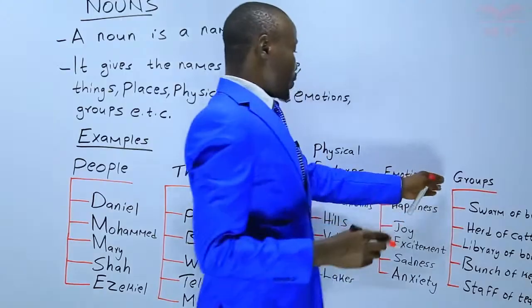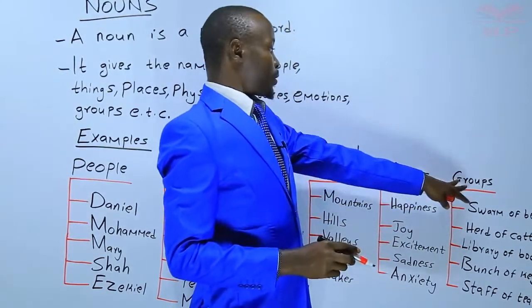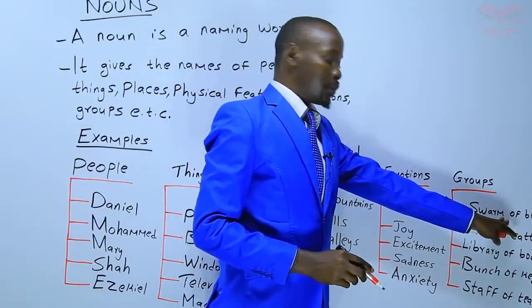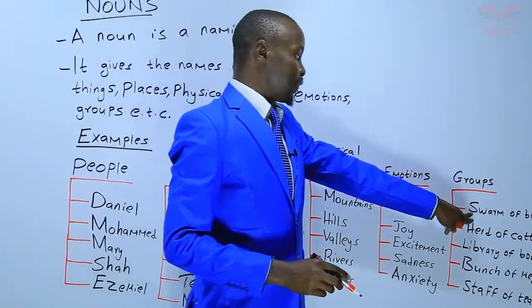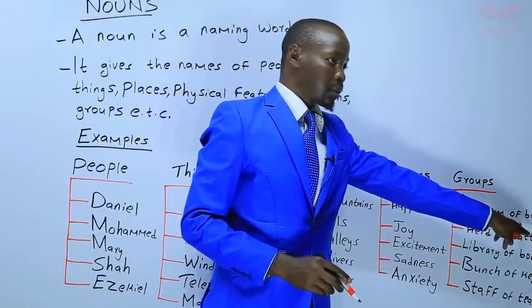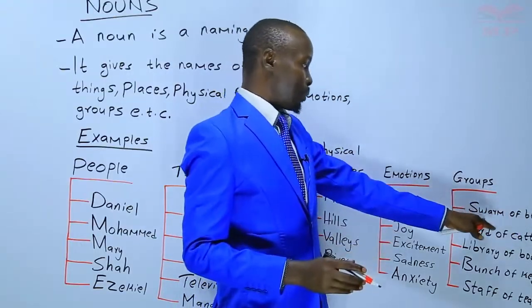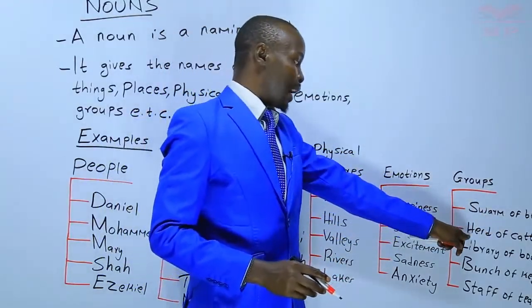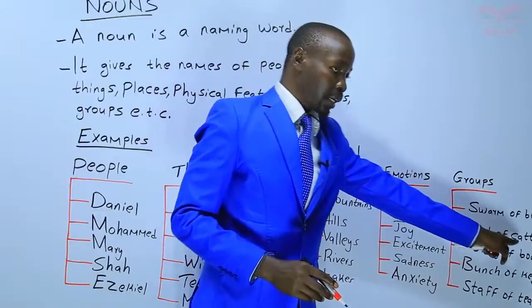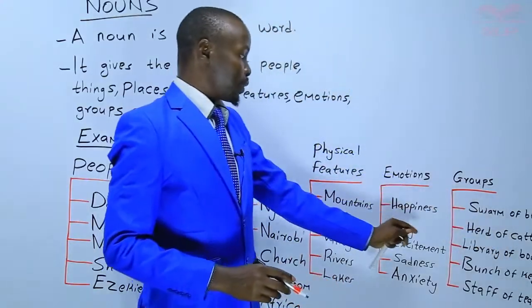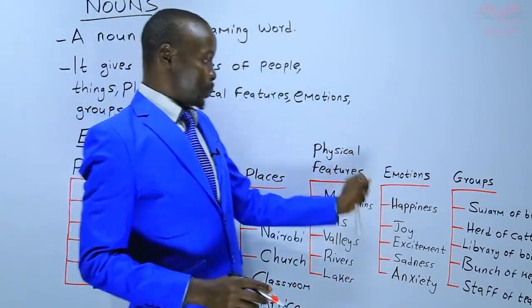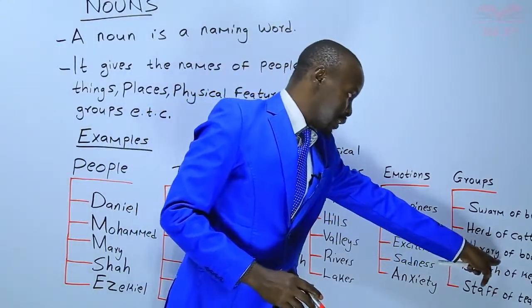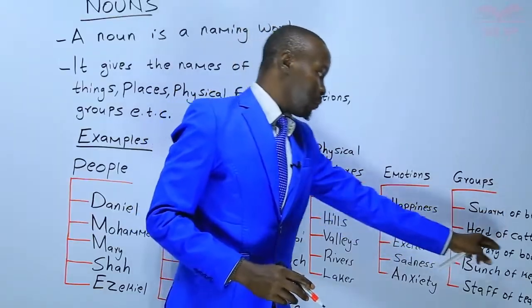Now, when we talk about groups here, the group name is the swarm. So the group noun here is the swarm under the swarm of bees. So when there are many, we'll talk about swarm of bees. The next one, the group name here is herd. So we have a herd of cattle. The third example, we have library. So the group name is the library, and it is giving us a group of books, so a library of books.